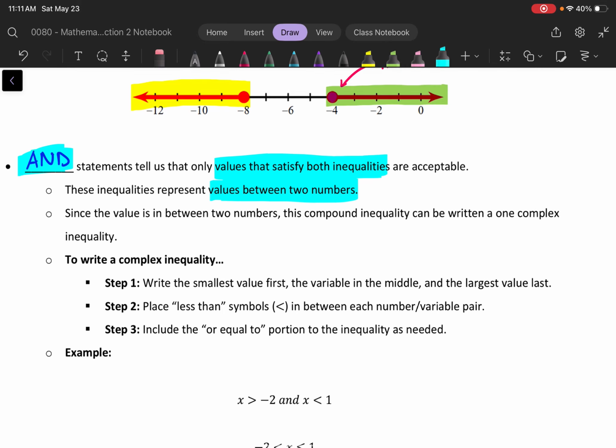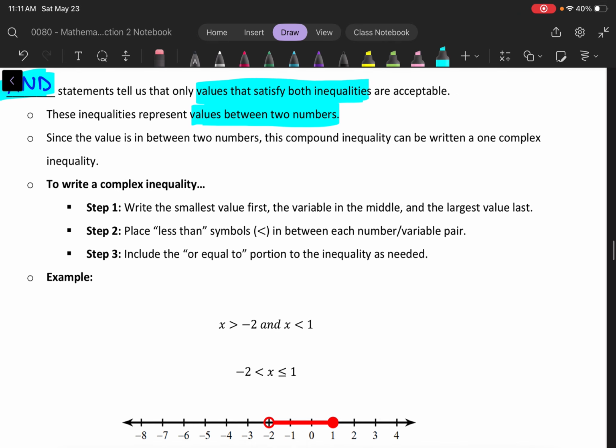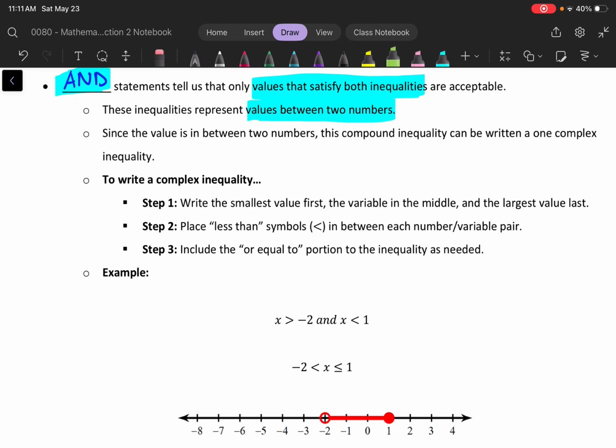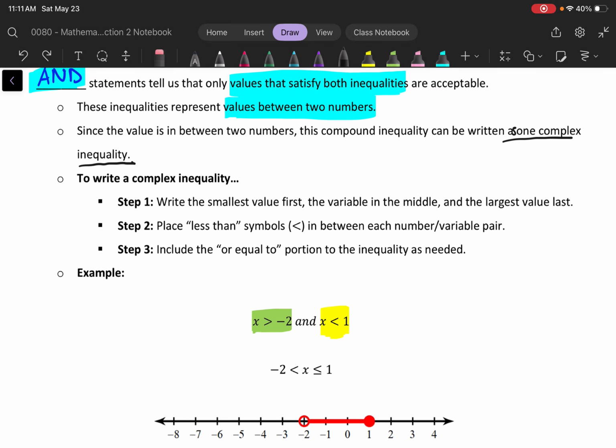When we take a look at these and situations, we could have them in two separate chunks with the word and in between. But more often than not, they are written as one complex inequality that looks like this. Now, the nice thing about that complex inequality is there's a really easy pattern on how we can go ahead and represent it or write it. And here are the steps to write a complex inequality.